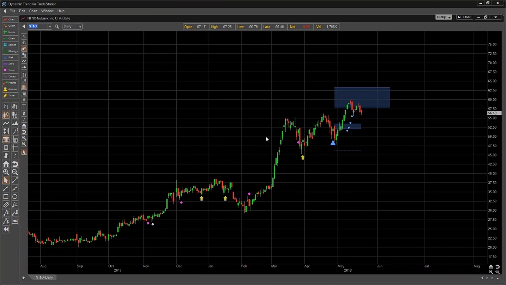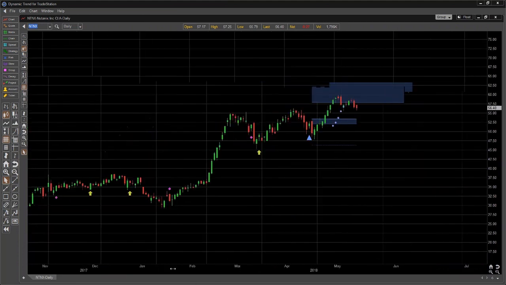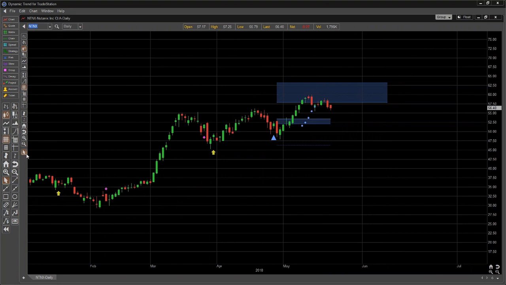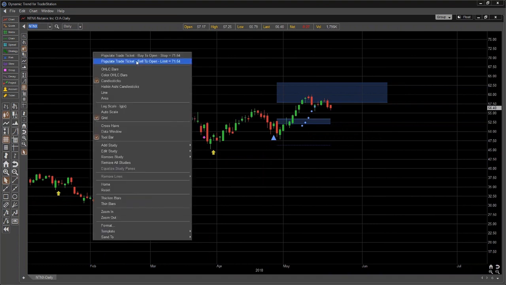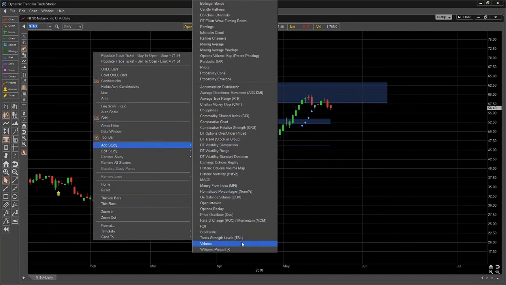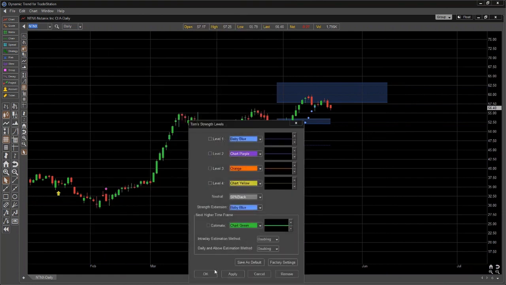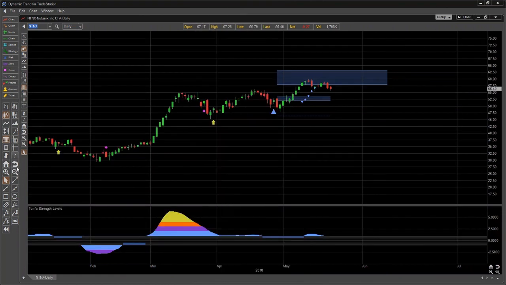What I want to show you is another tool that we use to help qualify these particular trades. We're going to focus in on these last two trades here. We're going to put another study on here, which is called Tom's Strength Levels. It's down here at the bottom. What Tom's Strength Levels does is help identify the strength in this market. It measures the strength in the market.